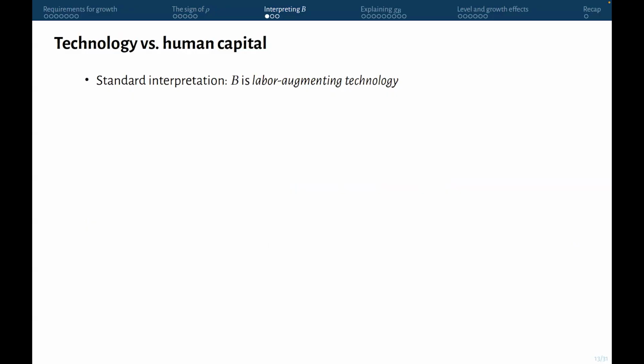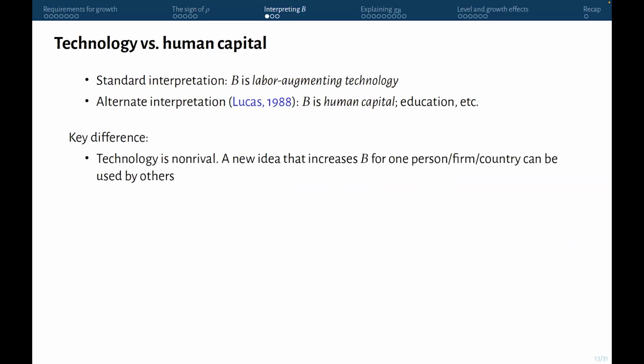Yeah, let me just get through this quickly. So what is this B thing? I've been calling it labor augmenting technology. You could also, on some level, maybe think about B as indexing human capital, like how educated people are and so on. But a key difference there is that technology is non-rival, and so it gives rise to these intense returns to scale.